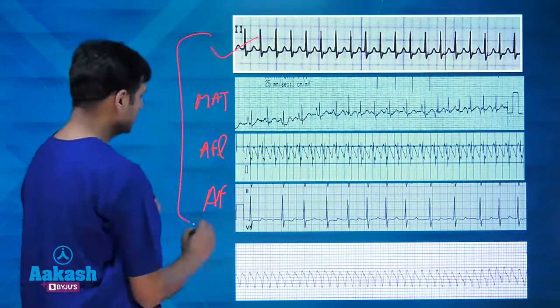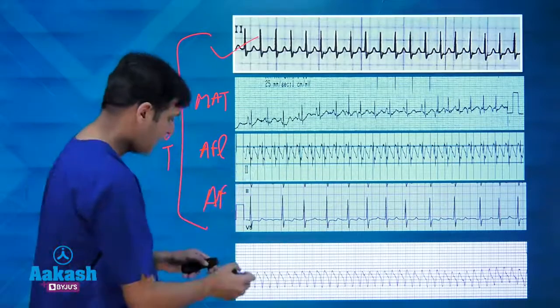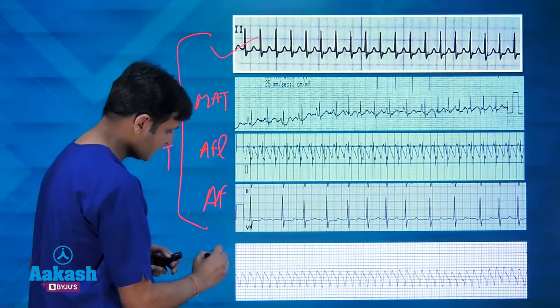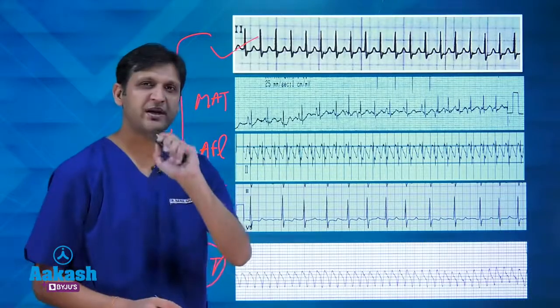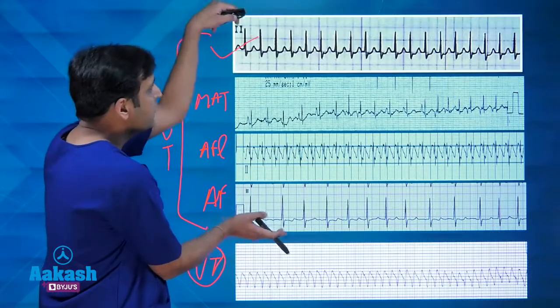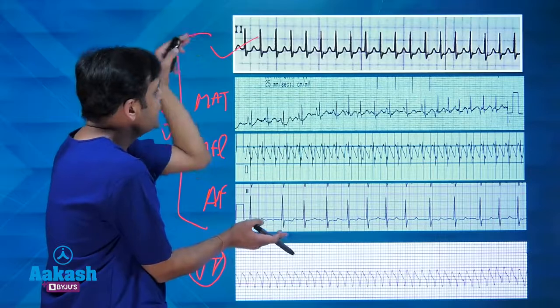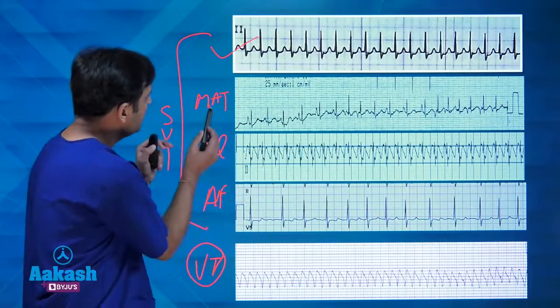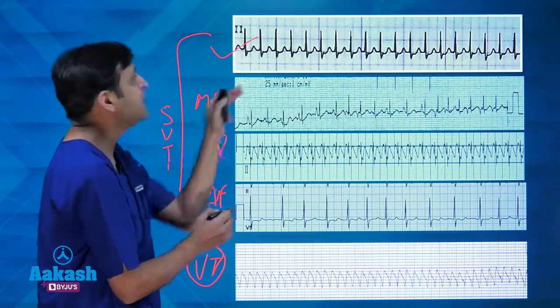So these are all supraventricular. Why? They arise from above the ventricle. Now finally we have one arising from the ventricle, which is ventricular tachycardia. What I'm going to do, I'll just tell you the main points of distinguishing between these ECGs. Now the idea of putting them together is so that you can compare. So what is the difference between, say for example, multifocal atrial tachycardia, atrial flutter, atrial fibrillation and PSVT?